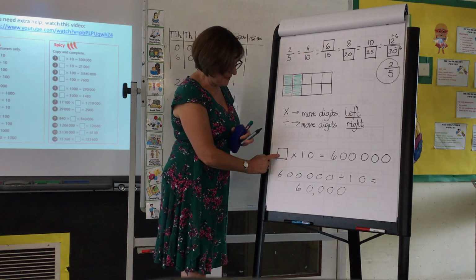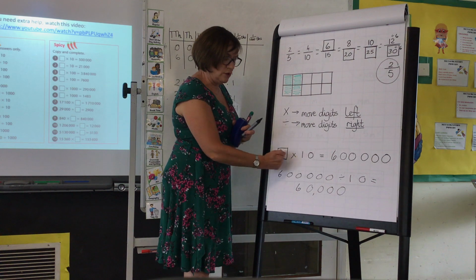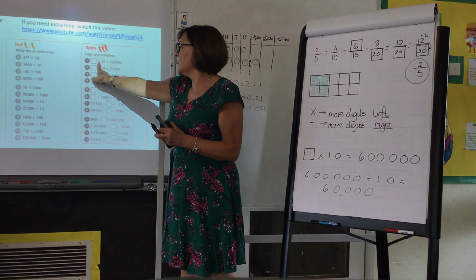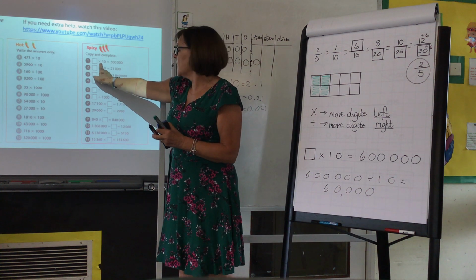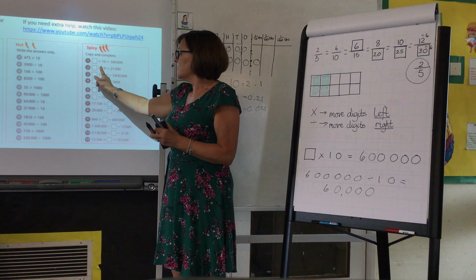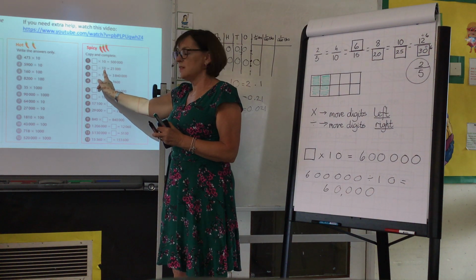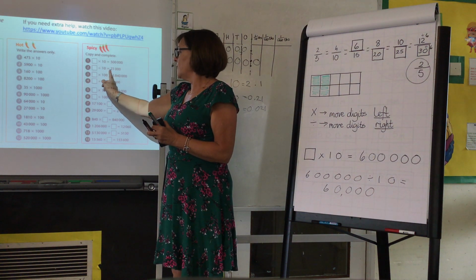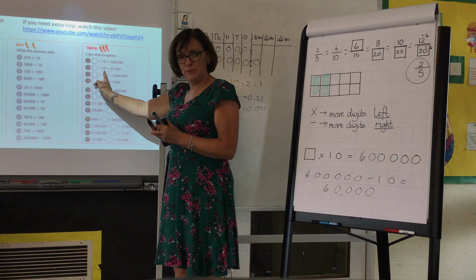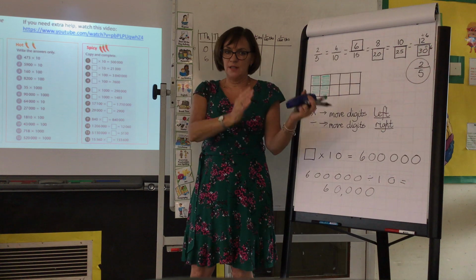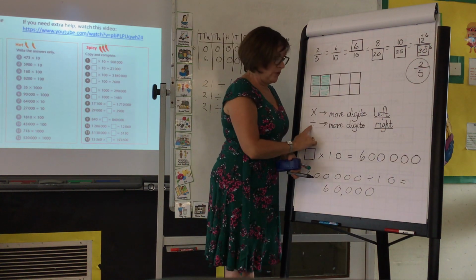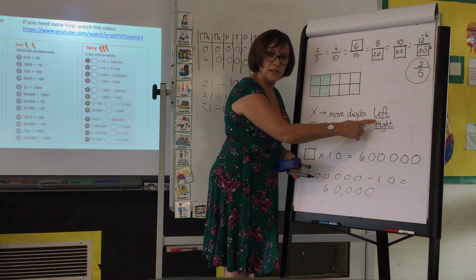Okay, so when it's a missing number, you need to use the inverse. So if you have a look, if it's something times 10, to find the answer, you do the answer divided by 10. If it's something divided by 10, to get the answer, you would take the final solution and you would multiply by 10. And you always use the same principle, moving the digits. If you're multiplying, you move left. If you're dividing, you move right.